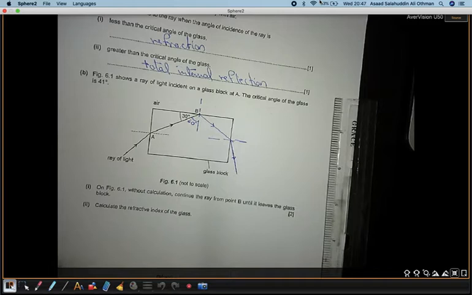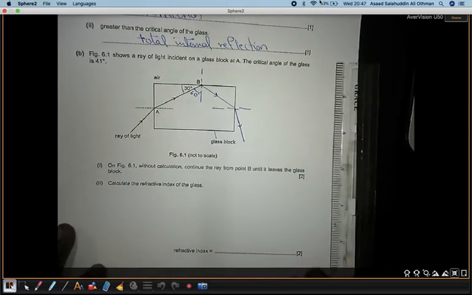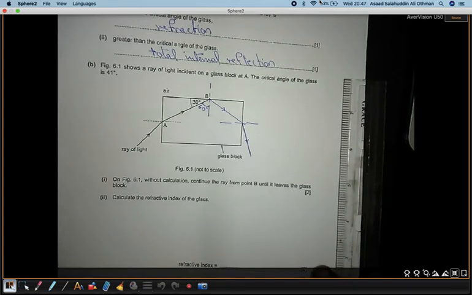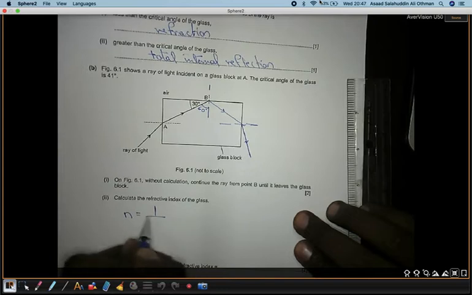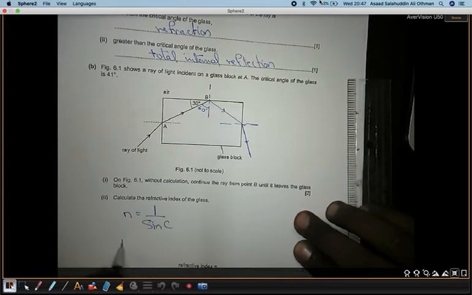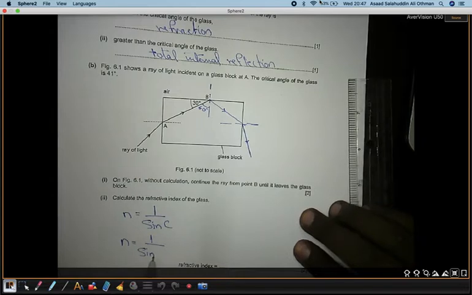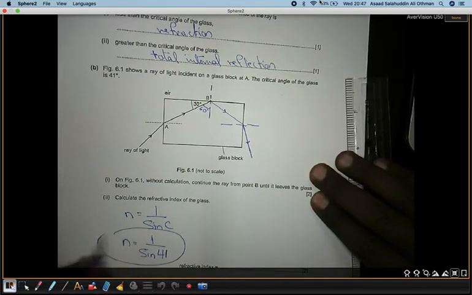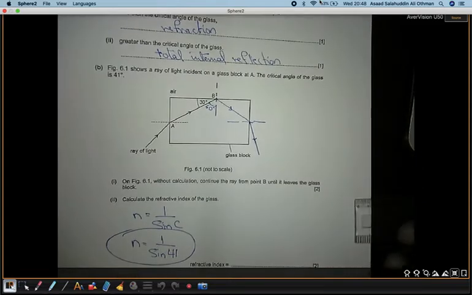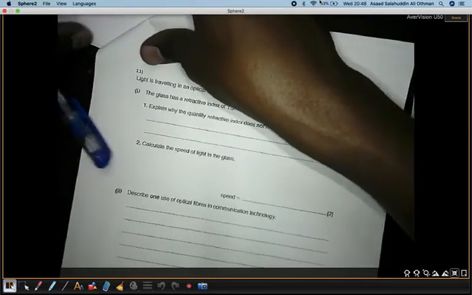Calculate the refractive index. If I was given the critical angle, the refractive index is 1 over sine C, which is 1 over sine 41. You just put that in your calculator and you get your answer for the refractive index. People, that's a very long worksheet. I don't know how I gave you this worksheet. It's very long.